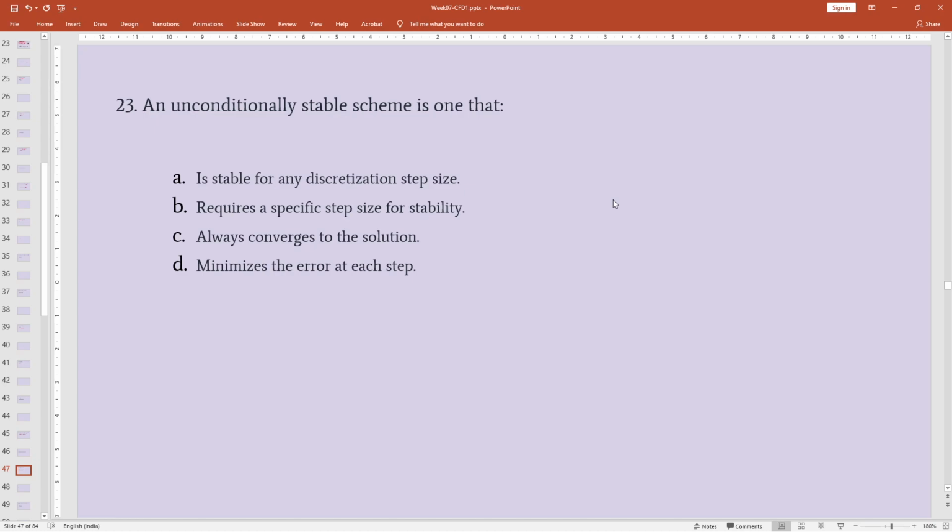Next question. An unconditionally stable scheme is one that. So the question is about unconditionally stable scheme. From the options, which will suit more for an unconditionally stable scheme? Option A, stable for any discretization step size. Option B, requires specific step size for stability. Option C, always converges to the solution. Option D, minimizes the error at each step.